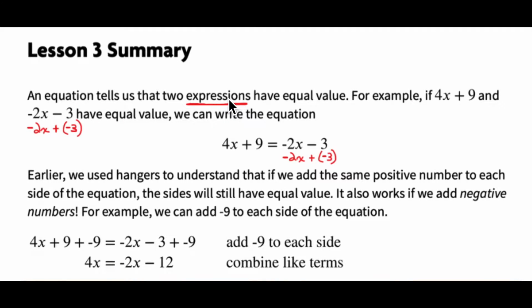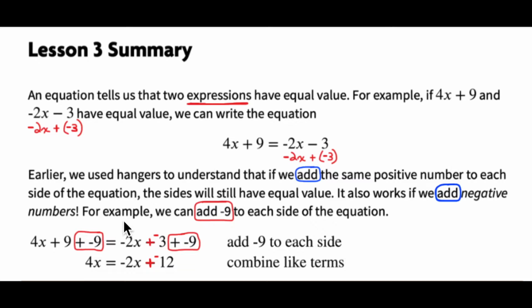So if you have two expressions that are equal, so 4x plus 9 is equal to negative 2x plus a negative 3, so I'm changing this subtracting a positive 3 to adding its additive inverse, a negative 3, so I have addition here. Then these two expressions are equal, so you can write an equation. Then to solve that equation, you can perform the same operation on both sides.